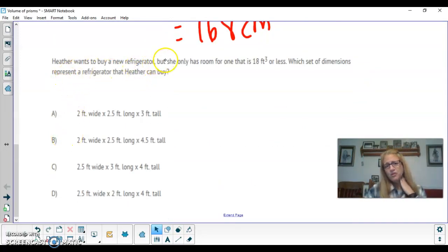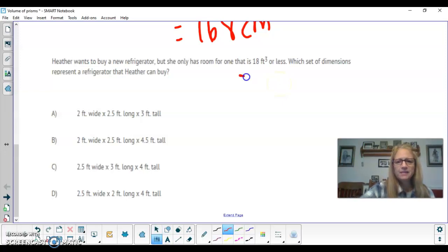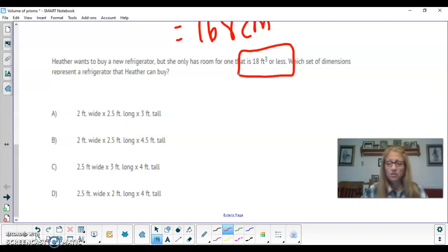Okay, so I want you to look at this one. Heather wants to buy a new refrigerator. She only has room for one that has 18 cubic feet, or feet cubed, or less. So which of the dimensions fits? You're going to have to go through and find the volume of all of those until it fits. Keep in mind, it says 18 cubic feet or less. So go ahead and solve that.